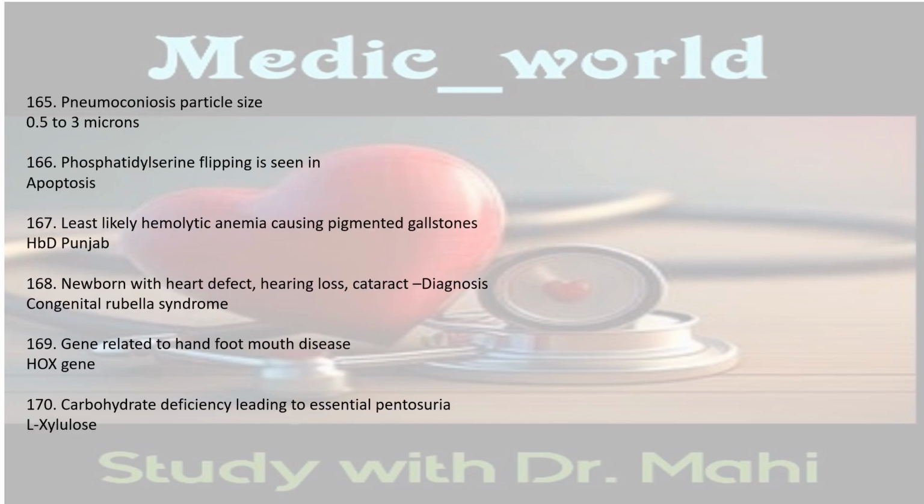Pneumoconiosis particle size is 0.5 to 3 microns. Phosphatidylserine flipping is seen in apoptosis. Least likely hemolytic anemia causing pigmented gallstones is HbD Punjab.